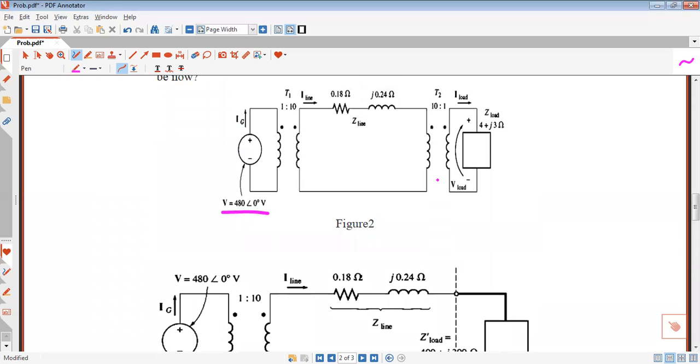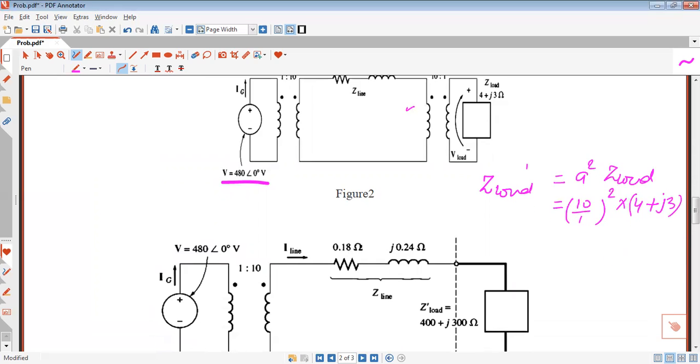So what we have used here is Z load dash, which is equal to A square multiplied by Z load, means this load is transferred to this side. So here A square is 10/1 squared into Z load, which is 4 plus J3. After solving this, the relation will be shown here. It is 400 plus J300 ohm. And here this is the line impedance. So we have to add these two impedances together.